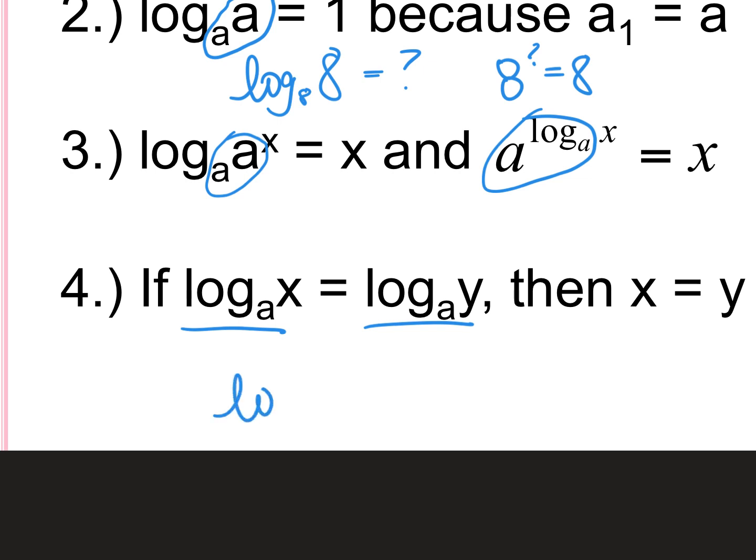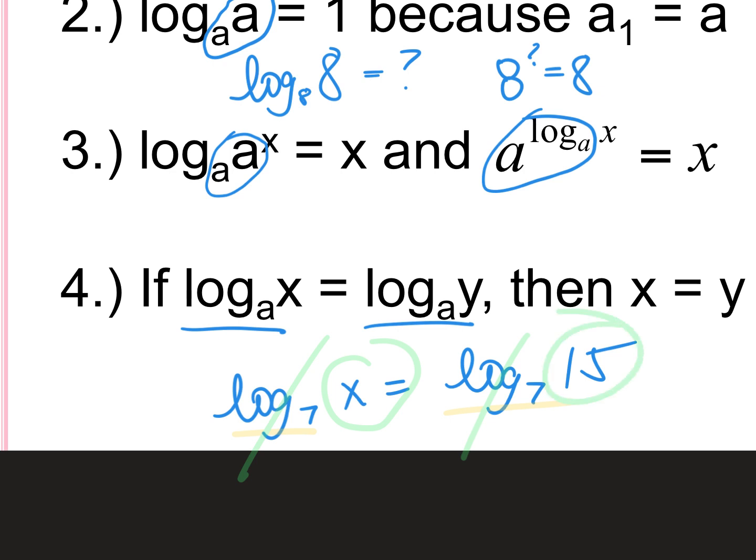So if you had like log 7 of x equals log 7 of 15. If you have the same log on one side and the same log on the other, you can cross them out and your answer is x equals 15. These are properties of logs. They're basic properties of logs that will really, really help you when we get to 3-3 and 3-4 solving.